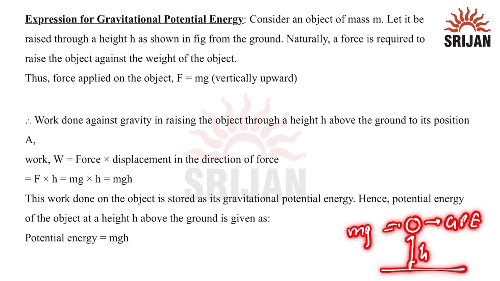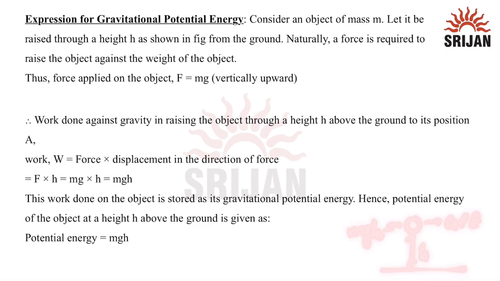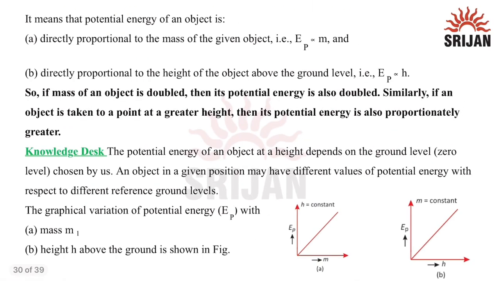So here gravitational potential energy is equal to mgh. It means that potential energy is directly proportional to the mass of the object and directly proportional to the height of the object above the ground. So if the mass of the object is doubled, the potential energy is also doubled. Similarly, if an object is taken to a point at a greater height, then its potential energy is also proportionately greater.